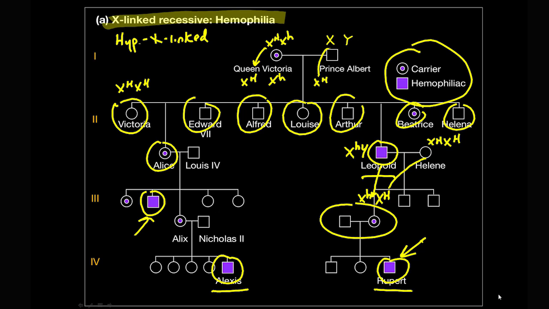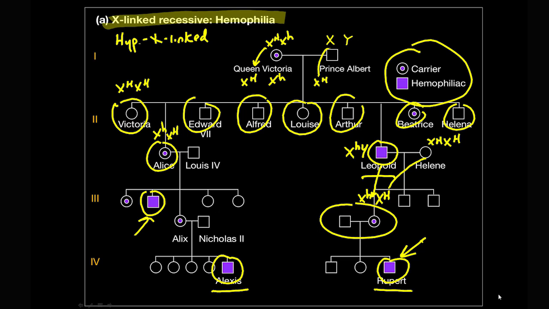So we know she got one big H from her dad. She also got a big H in this case from Queen Victoria. Alice is a carrier, so that means she got the little h from her mother, Queen Victoria. And you can go all along here and see how that happened.